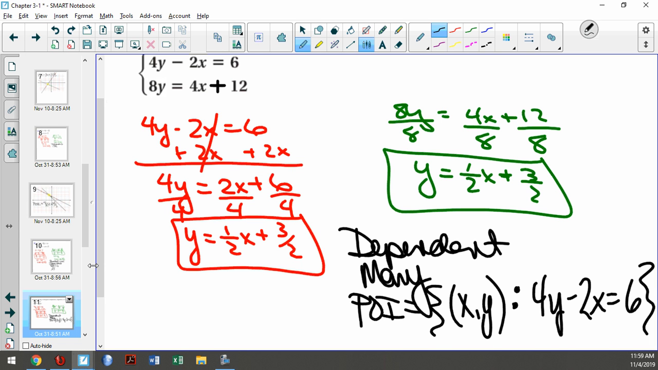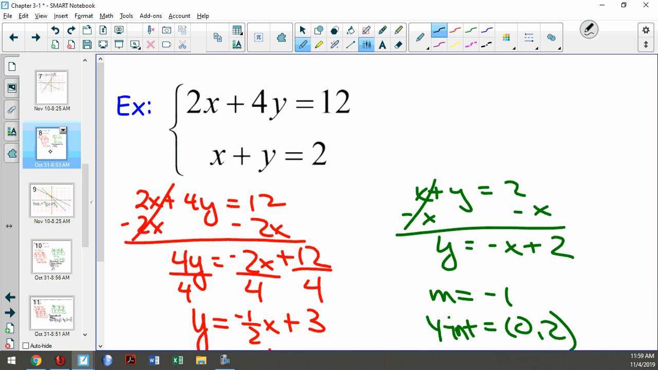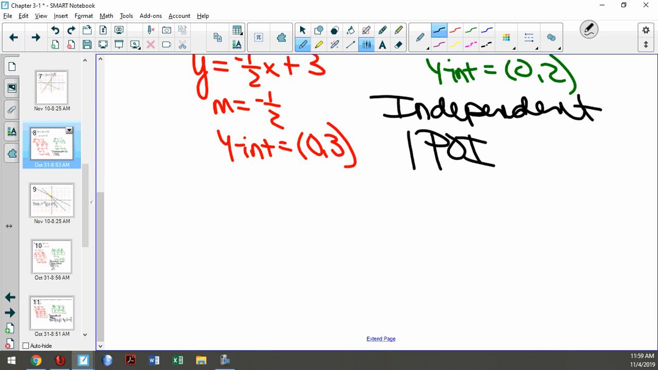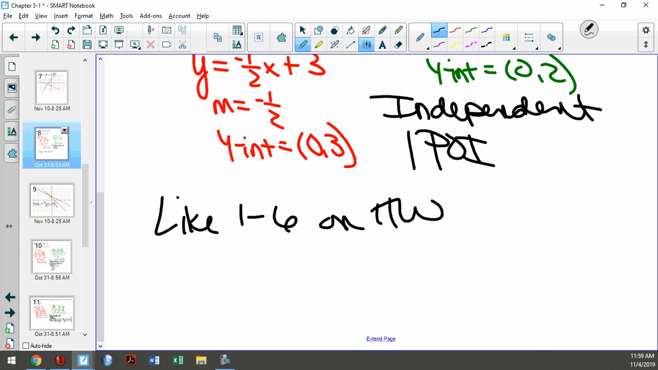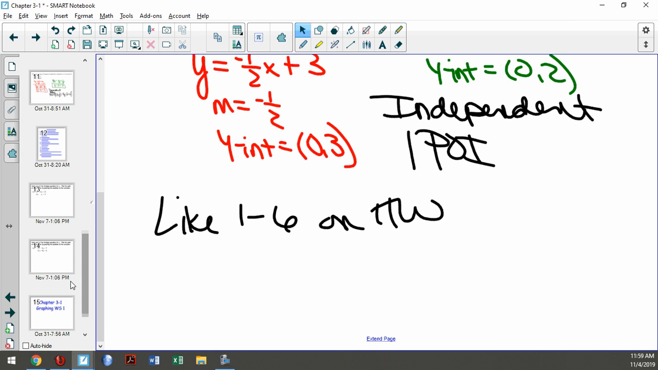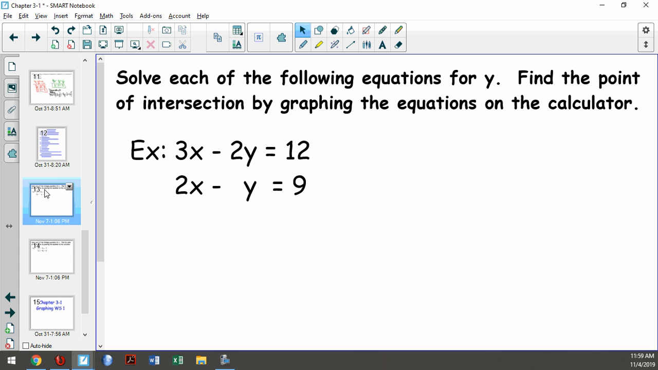Do we understand that? This is how you are going to do the first 6 problems. The first 6 problems are like all the ones that we've done before. Now, how do we deal with the graphing calculator? So, I want everybody to take these 2 equations and solve them for y.